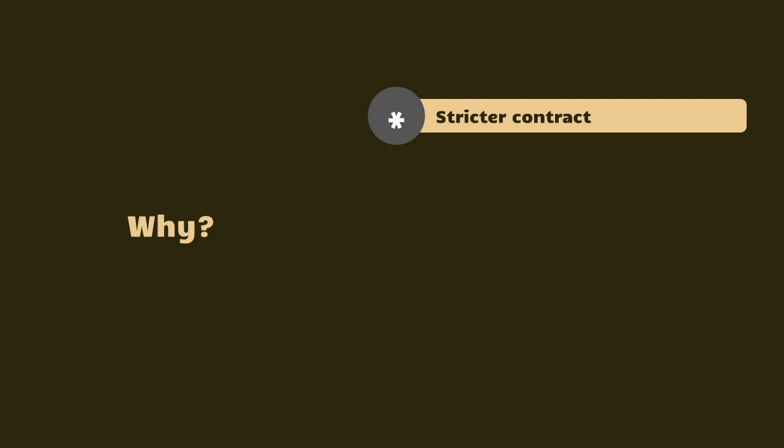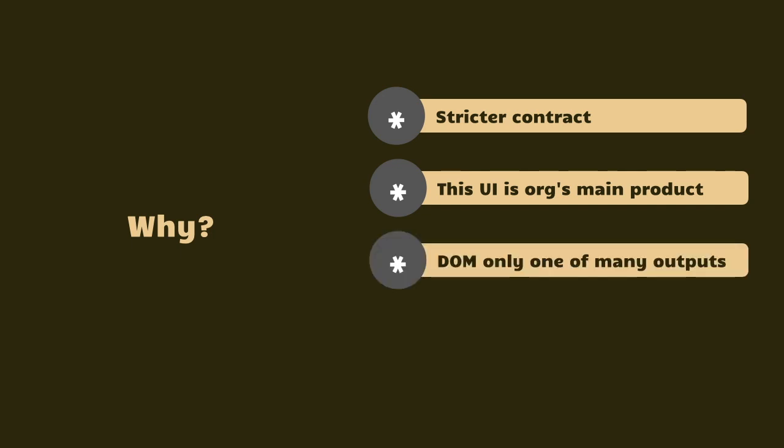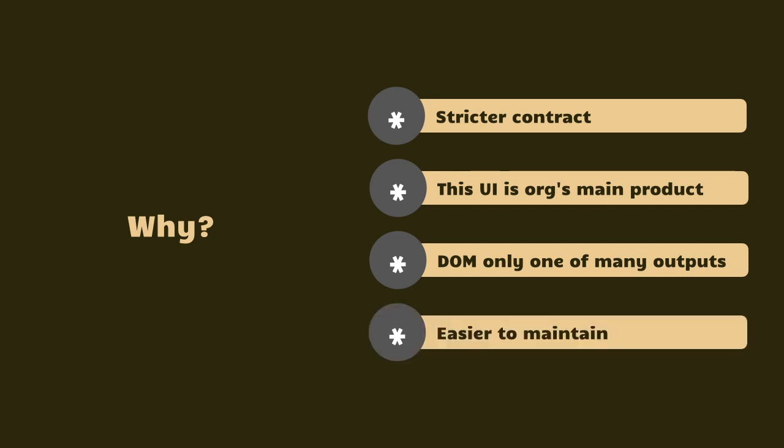Now, reasons that Gallagher quotes for using CSS, and other people that use CSS in JavaScript, is that it provides them with a stricter contract between a component and what that component looks like. They say that maybe the UI is the organization's main product, so it is very important that they are extremely sure that the UI looks the way it needs to look. They say that the DOM is only one of the many outputs, and they create things like apps as well that need to have the same styling. And then they say it is also easier to maintain.